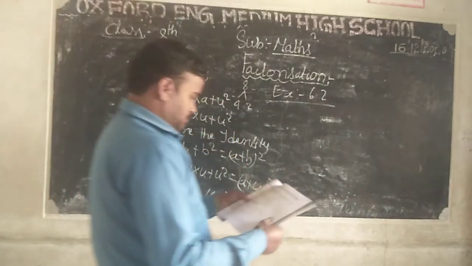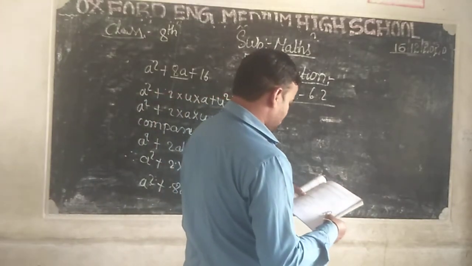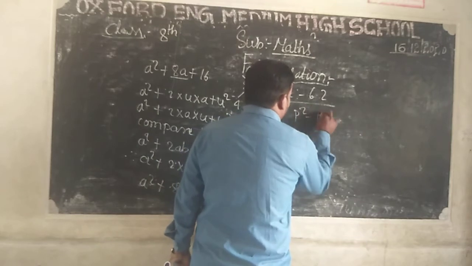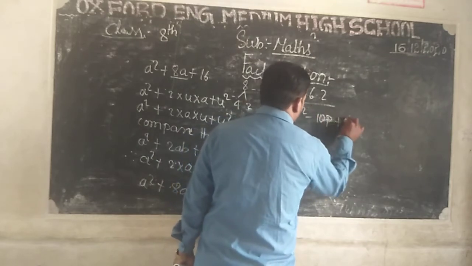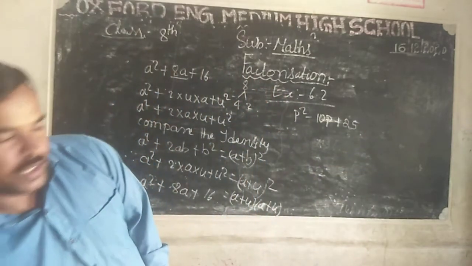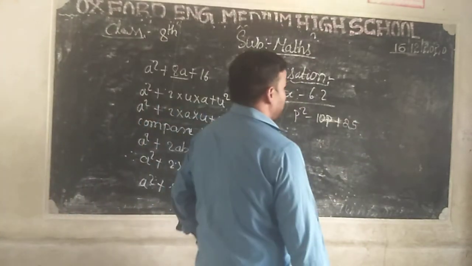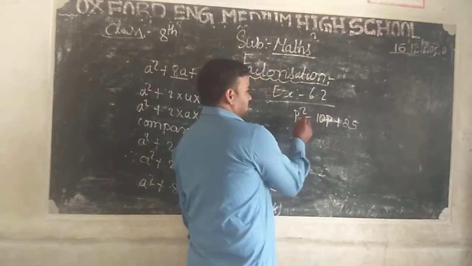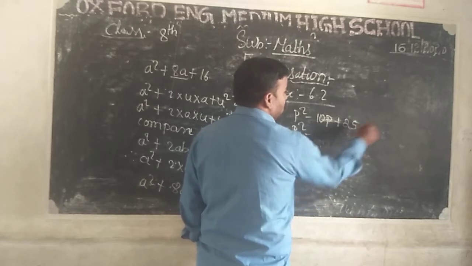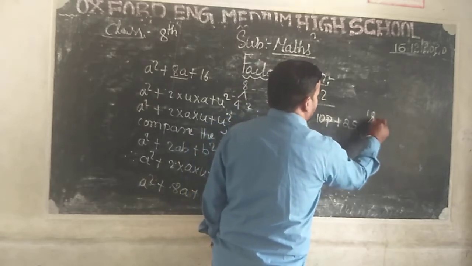So next one, p square minus 10p plus 25. Same. Dear students, it is also same. p square, just split out the middle term 10. Factors of 10 are 5 times 2.